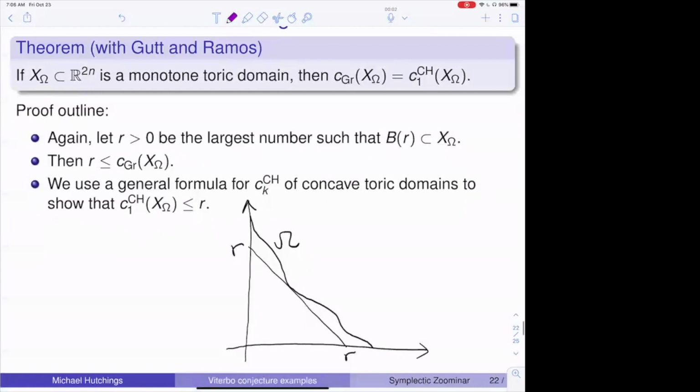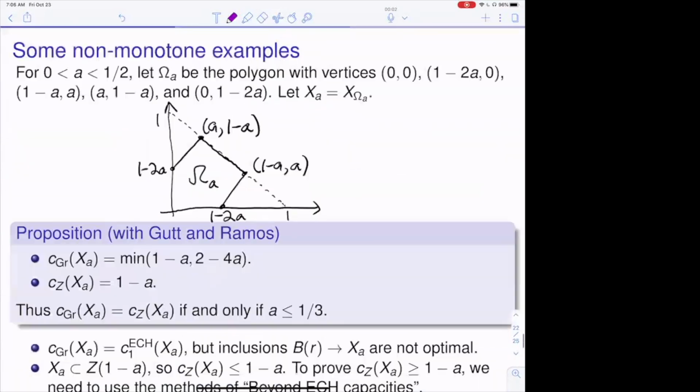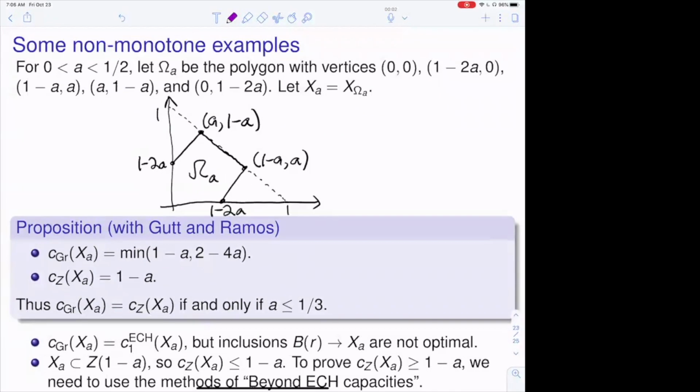Let's look at some more fun examples. What happens if you throw monotonicity out the window? Look at more general toric domains. In the paper with Gut and Ramos, we looked at a domain like this. It's bounded by a 5-gon. It's weakly convex, but it's not convex or monotone. So we could ask, do the conjectures still hold for this domain? And it depends on a parameter A going from 0 to 1/2.